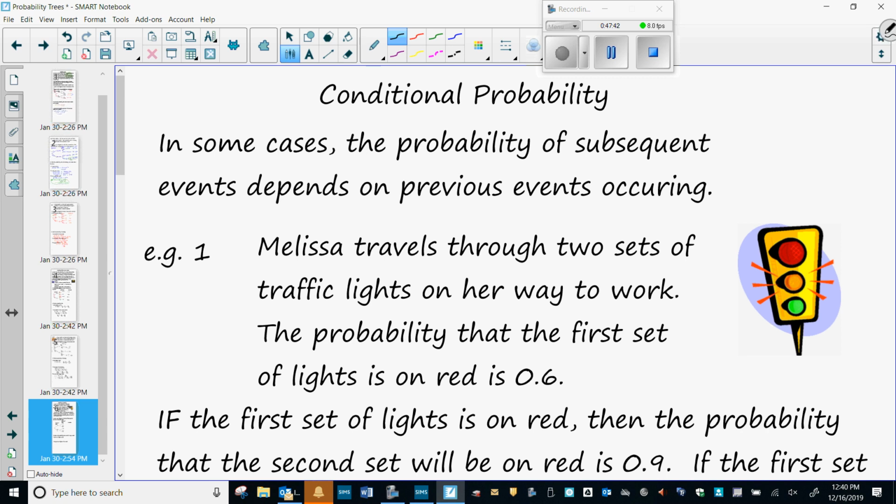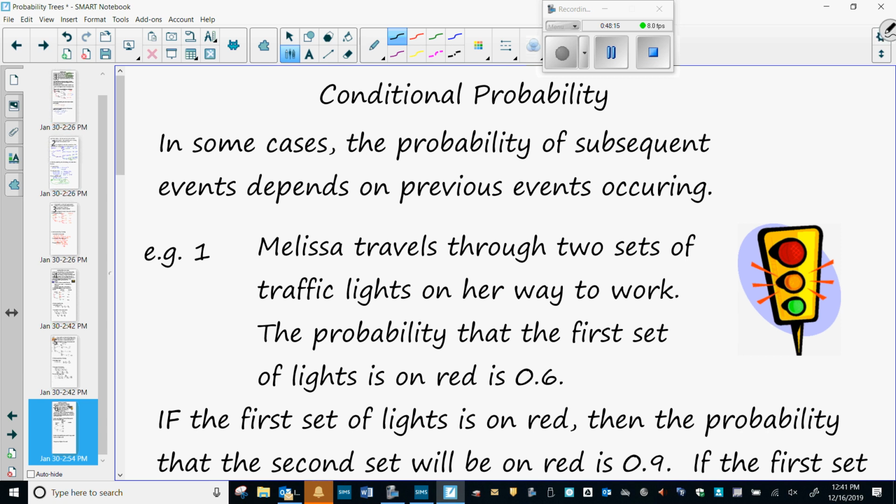Alright, conditional probability. Conditional probability is where one thing is affected by something else. For example, often traffic lights are timed so that you may find that if you catch one green, you catch a lot of green ones, depending on how far you're traveling. It's just the way they're set. It could be anything, where one probability is linked to or does affect another.